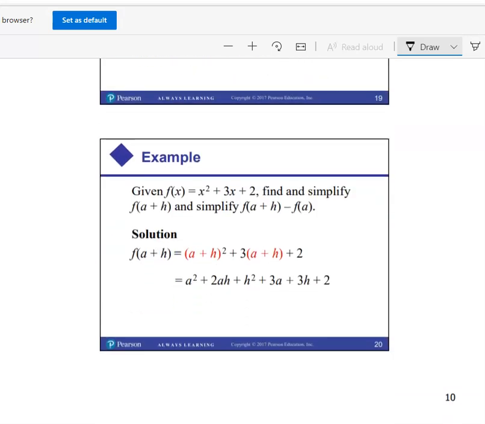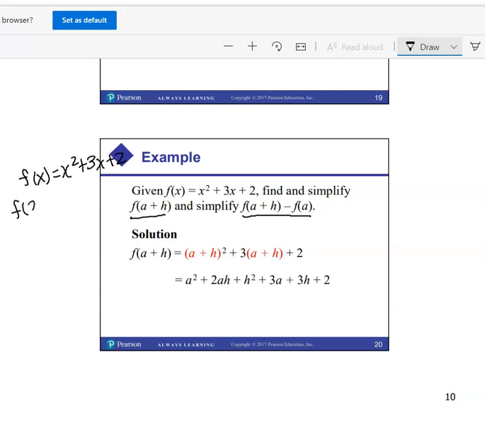Okay, so if I'm given f of x equals x squared plus 3x plus 2, and I want to find and simplify f of a plus h and f of a plus h minus f of a, how do we do that? Okay, I'm going to make a side note over here. We talked about before how if our formula was f of x is equal to x squared plus 3x plus 2, which is what we have right here.